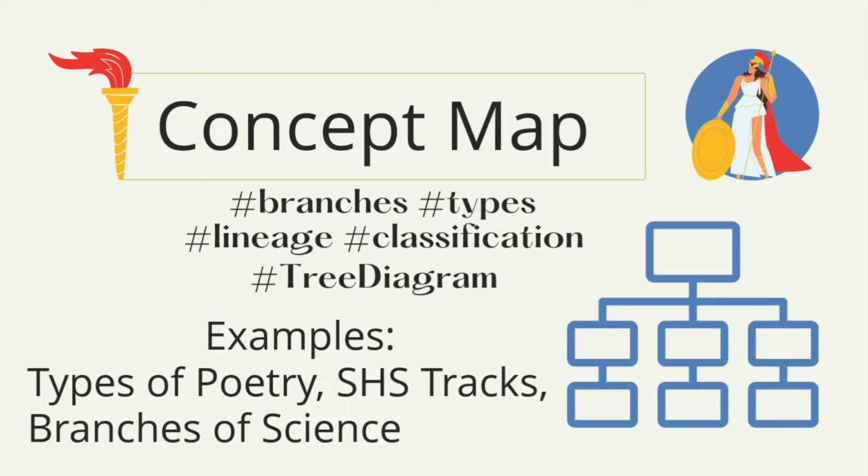The third one is called concept map. Concept equals idea. So what happens in a concept map? Hashtag there are branches, hashtag when you're going to discuss types, hashtag lineage, hashtag classification, or when an idea can be classified into different categories. Hashtag an example is tree diagram, as well as the types of poetry, senior high school tracks, and branches of science. So the illustration here shows we have an idea that can be classified into 3 different categories, and each has its ideas under it.